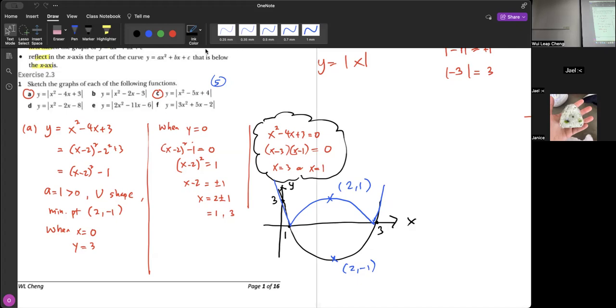So what does A mean? If A is positive, it means the shape of the graph is a U-shaped graph. Then which one is A? A is the coefficient of S square. It means whatever number is in front of S square, that's the number you have to take. It's still 1. You do not see anything, it's 1. It is more than 0.